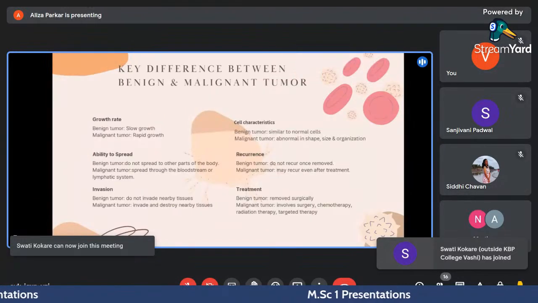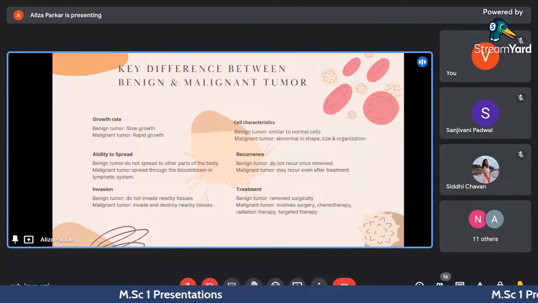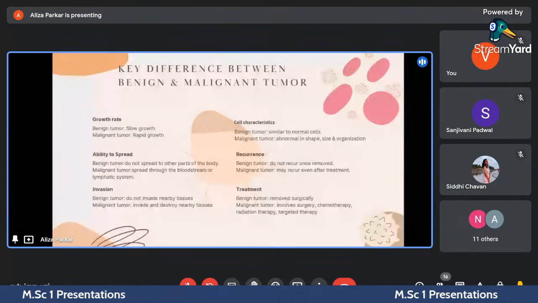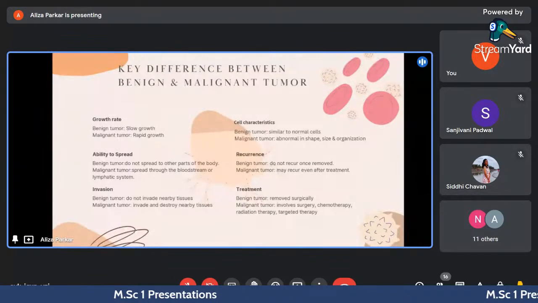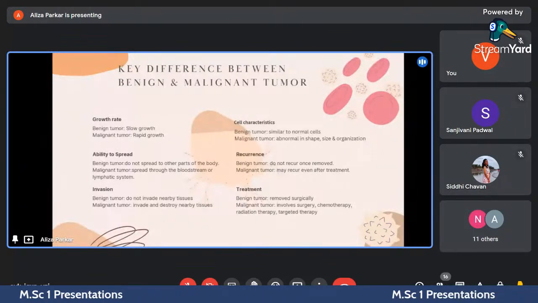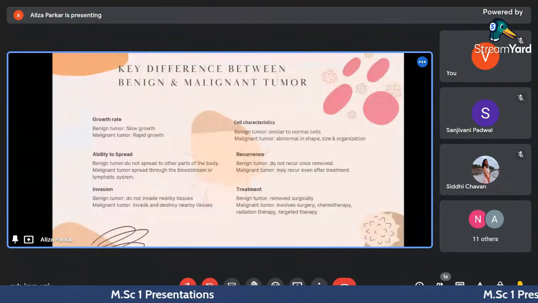These are some key differences between benign and malignant tumor. First is growth rate. Benign tumors tend to grow slowly, while malignant tumors can grow rapidly and spread to other parts of the body. Ability to spread: benign tumors are usually confined to one location and do not spread to other parts of the body. Malignant tumors can invade nearby tissues and spread through the bloodstream or lymphatic system to other parts of the body.